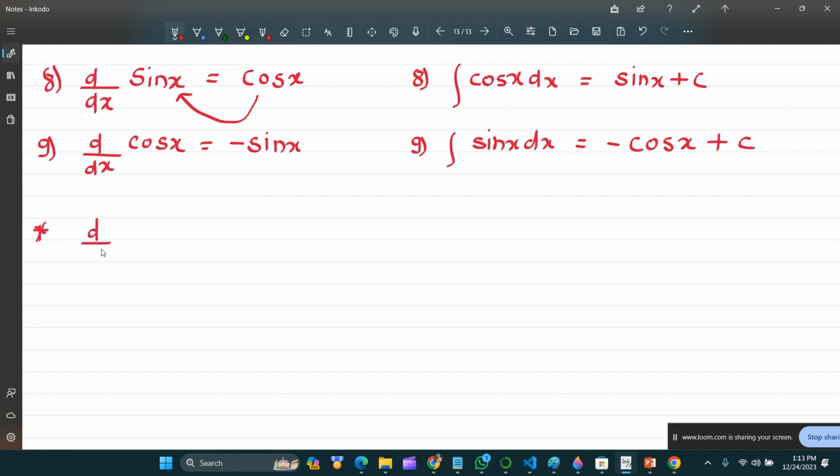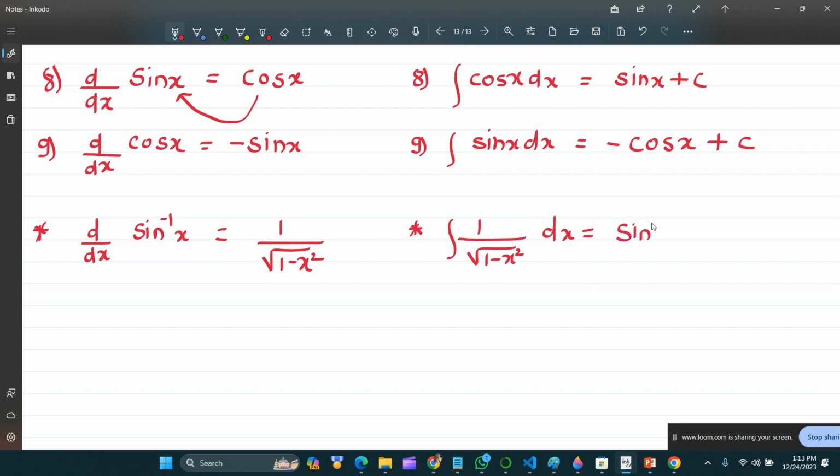Okay, next we'll show the derivative of sin inverse x. The derivative of sin inverse x is equal to 1 upon root 1 minus x square. So the integration of 1 upon root 1 minus x square into dx is equal to sin inverse x plus c.